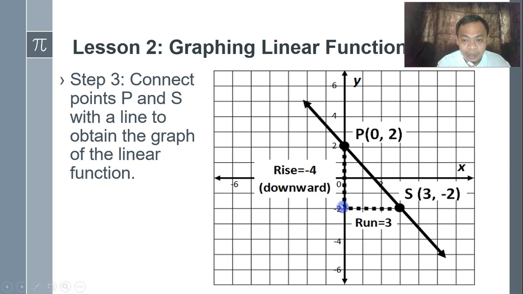So, from here, count po tayo ng 3 units going to the right since positive. 1, 2, 3. Okay, so this is now our second point. Diba? Positive 3 and negative 2. Bakit positive 3? Dito po siya, oh. So, this is our second point, which is point S. So, now, connect po natin yung dalawang point. This one. And then, we have now the graph of this linear function using the y-intercept and a slope.